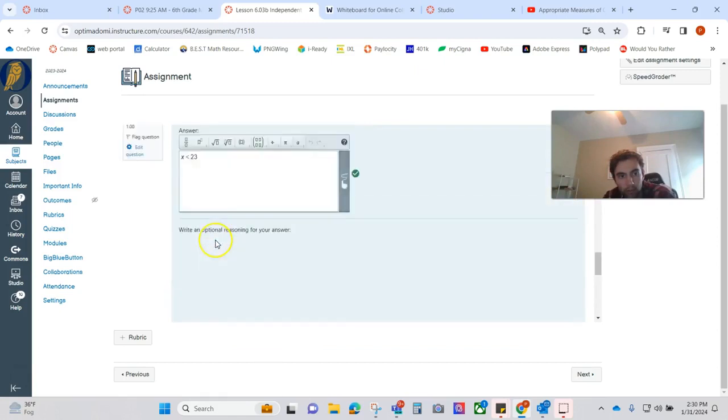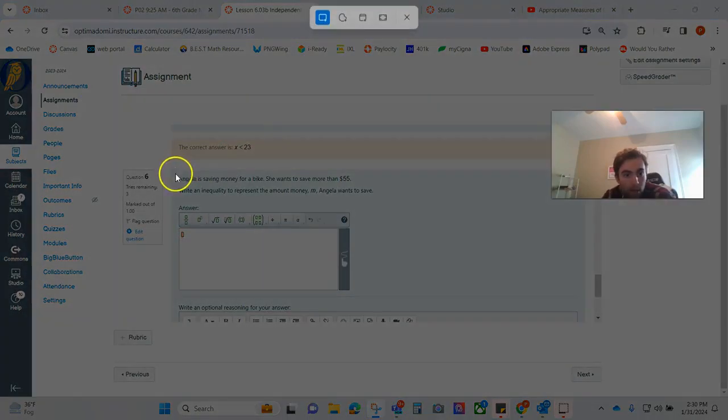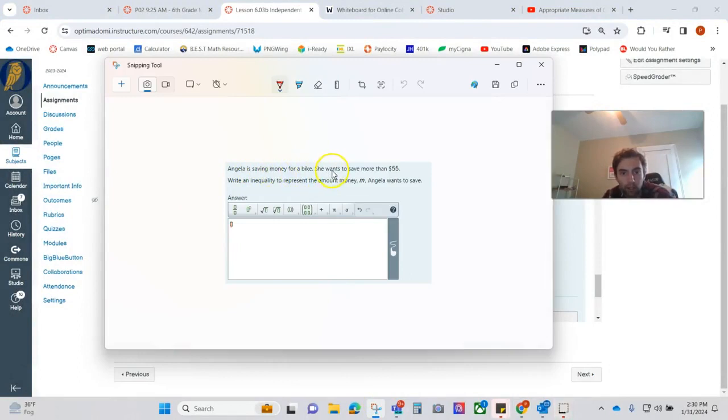Last question. 6. Angela is saving money for a bike, wants to save more than $55. Write an inequality that represents the amount of money M Angela wants to save. So I know my answer will have M, some kind of inequality sign, and then the number 55. But what kind of alligator mouth, what kind of inequality sign will I have? Let's see. So I'm going to write 55 here. Wants to save more than 55.